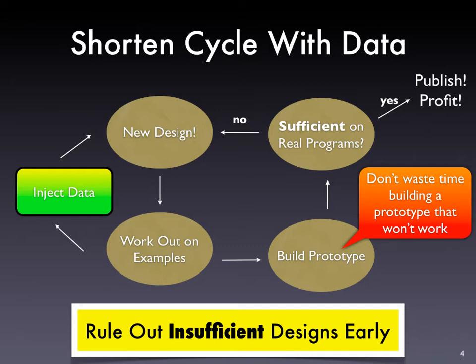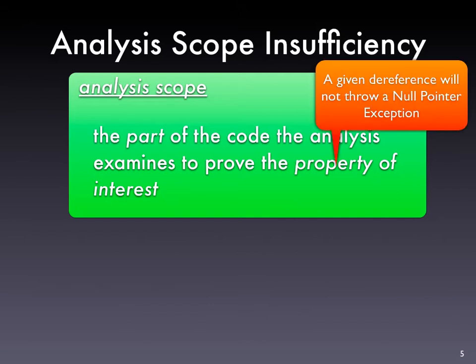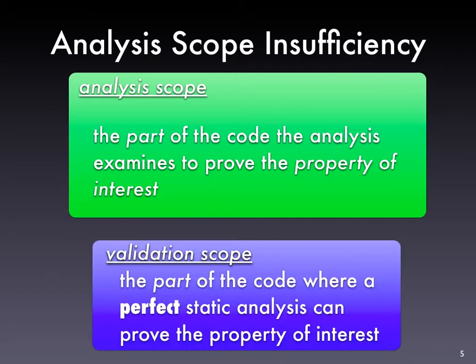In this talk, we're concerned with a specific kind of insufficiency, what we call analysis scope insufficiency. We define analysis scope to be the part of the code the analysis examines to prove the property of interest. In the rest of this talk, our example property of interest will be that a given dereference will not throw a null pointer exception. A related concept is the validation scope, and this is the part of the code where a perfect static analysis can prove the property of interest.